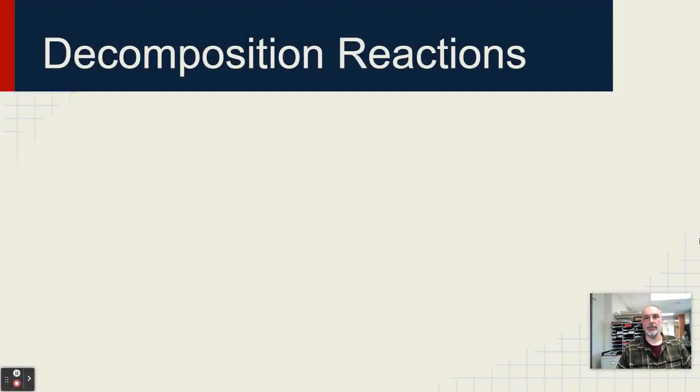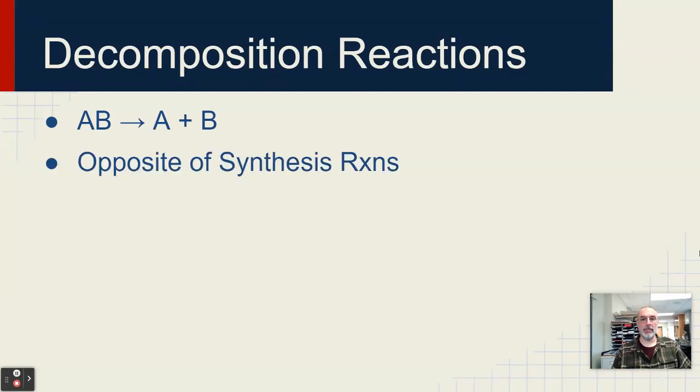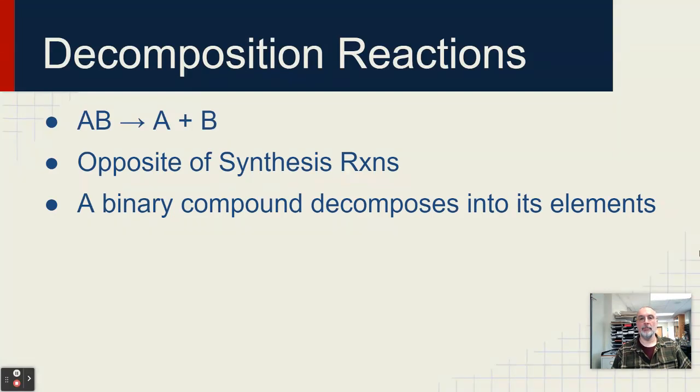So the next type of reactions we're going to take a look at are called decomposition reactions. And you can kind of think of these as the opposite of synthesis reactions. So typically in synthesis reactions, we're putting things together to make a single product. In decomposition reactions, we're taking things apart into smaller pieces. Most of the time you're talking about a binary compound decomposing into its elements.